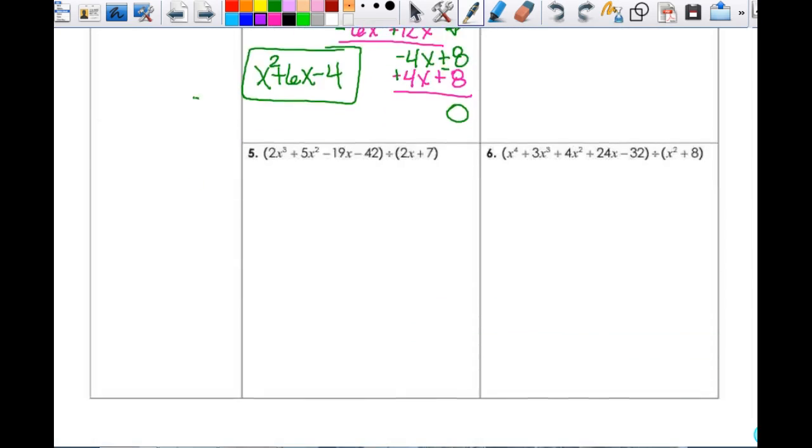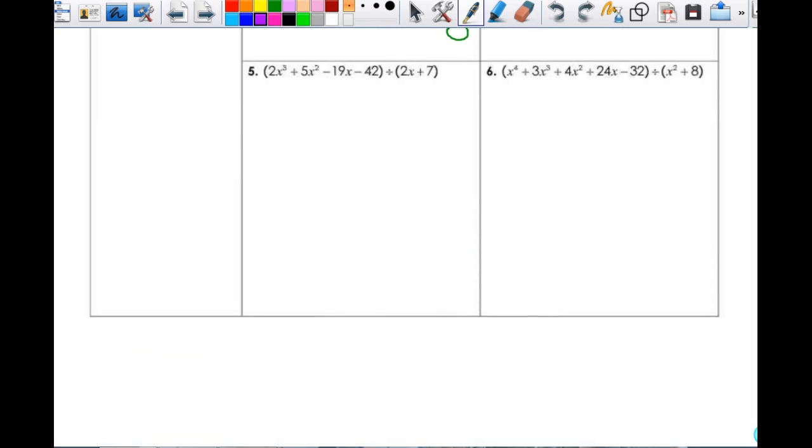All right, so let's look at number 5. So I'm going to take 2x plus 7, and I'm going to divide it into 2x cubed plus 5x squared minus 19x minus 42. So I take this first term. I don't worry about the 7 or any of the rest of the terms over there. I just look at this and this to begin with. So 2x cubed, when I divide that by 2x, what am I left with? X squared. So I put x squared above my x squared term.